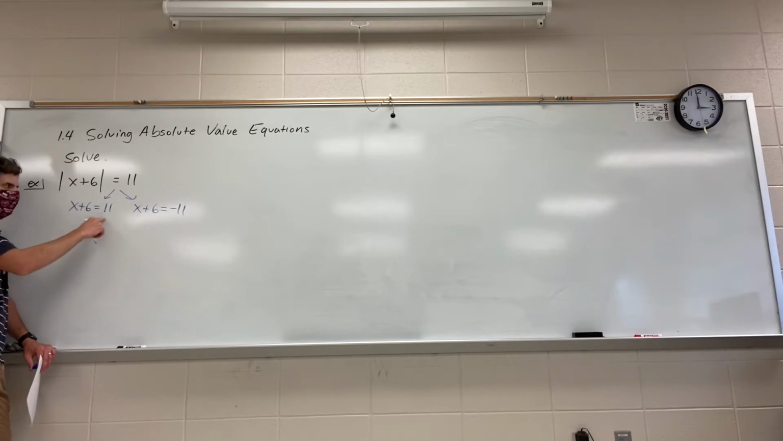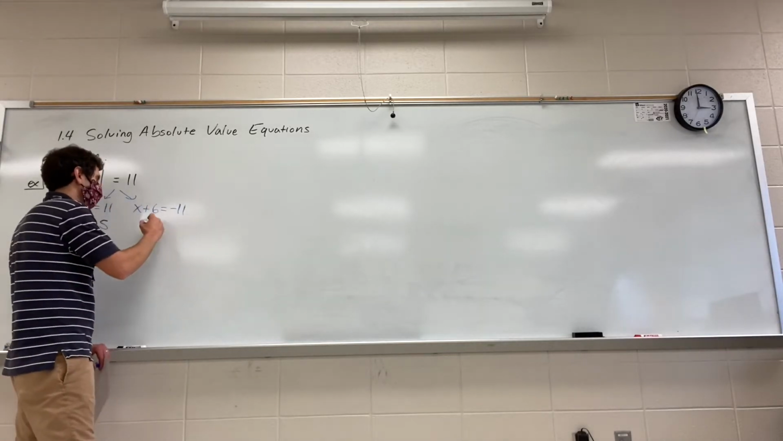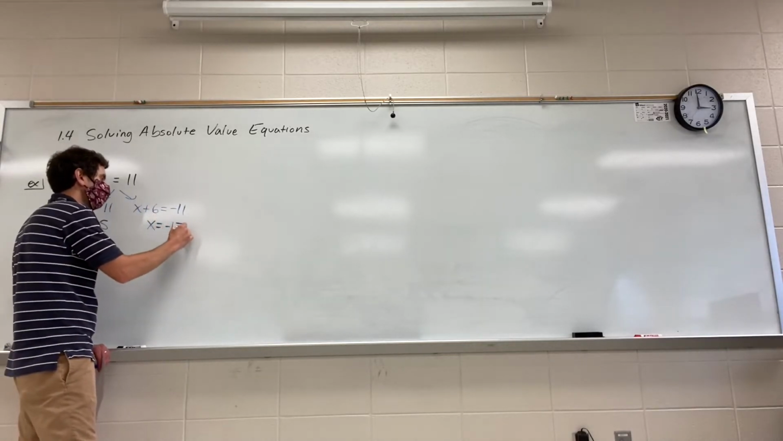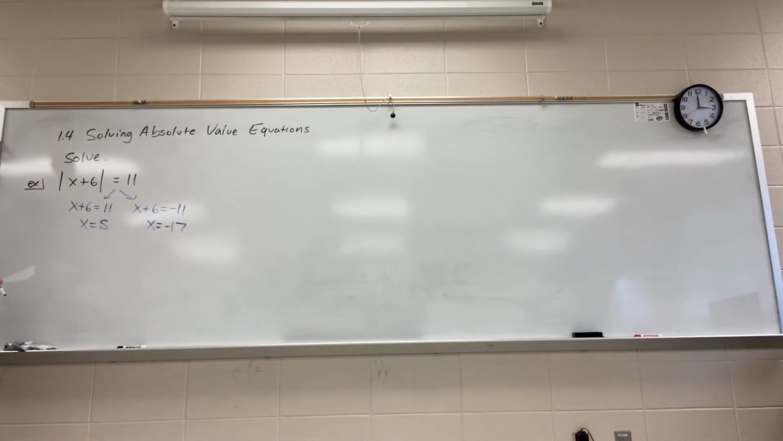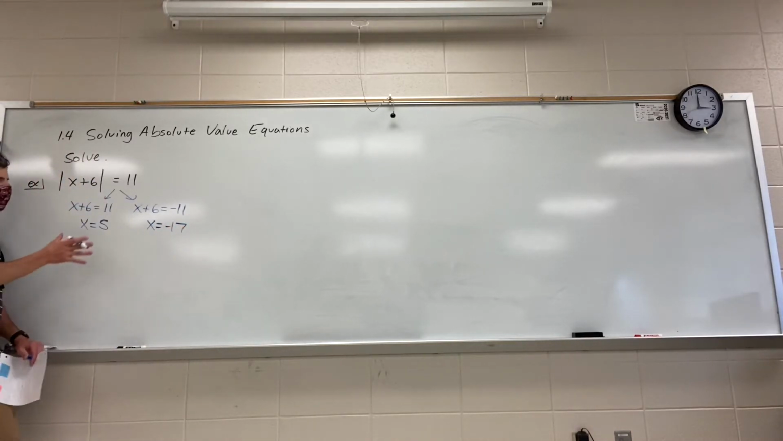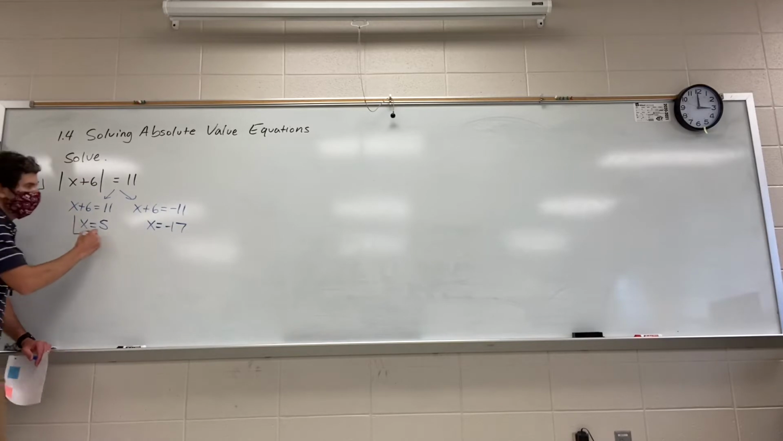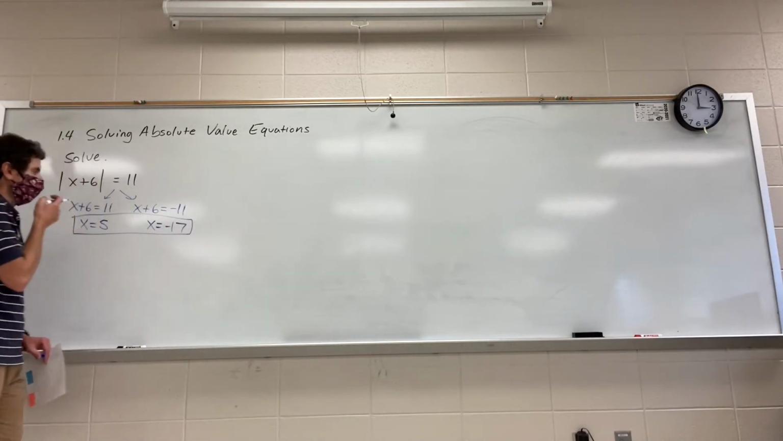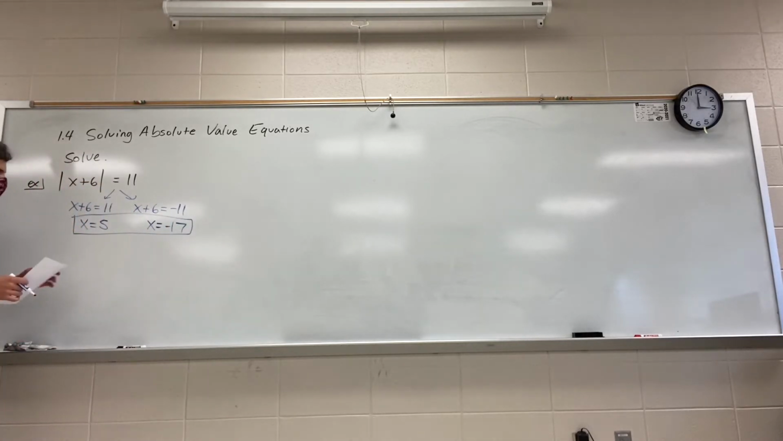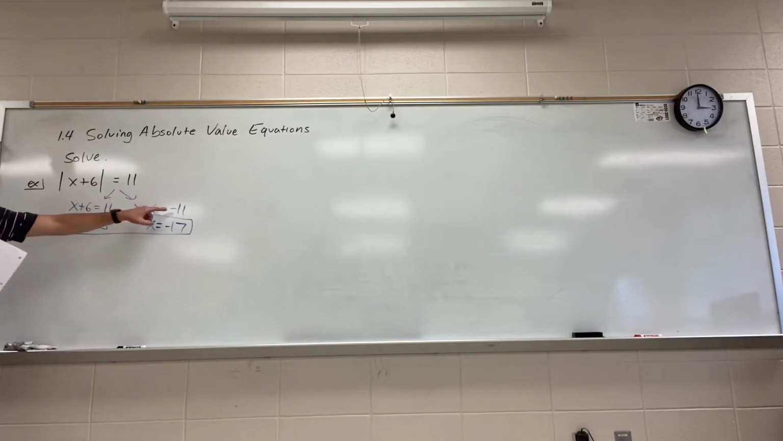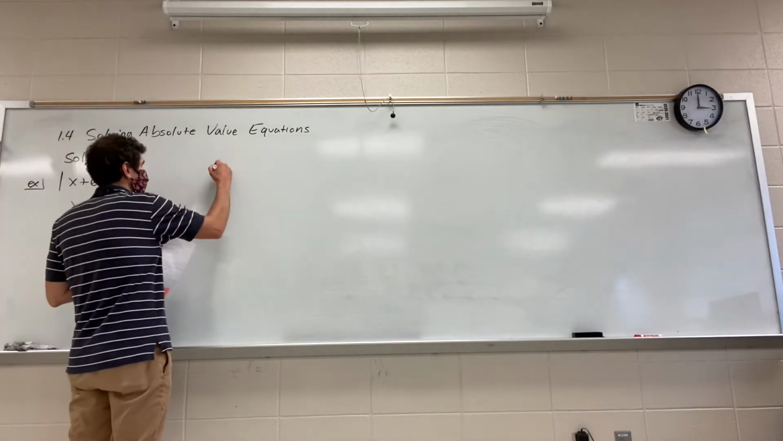Use the subtraction property of equality, you'll get 5. Use the subtraction property of equality, you'll get negative 17. And I would encourage you to check these answers and see if they in fact work. And you'll notice that they do. So it's pretty common with absolute value equations to have two solutions. One for the positive value, one for the negative value, that will work. Let's try another one.